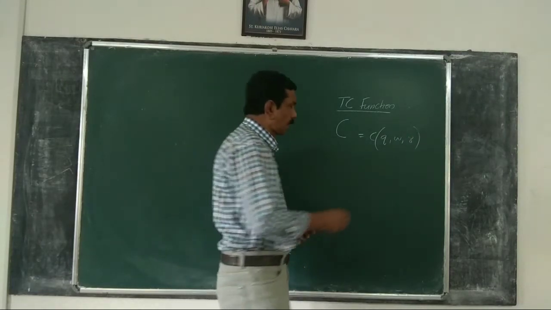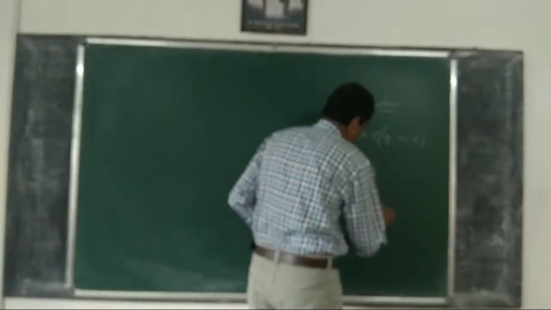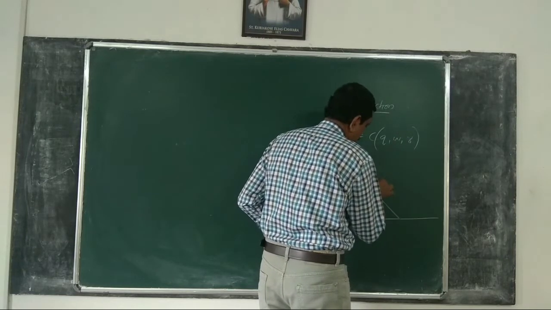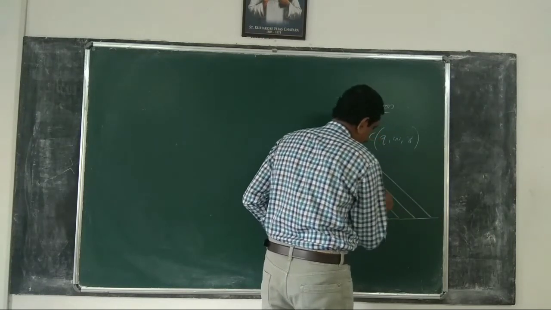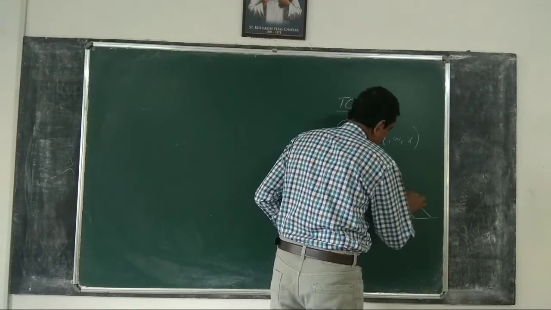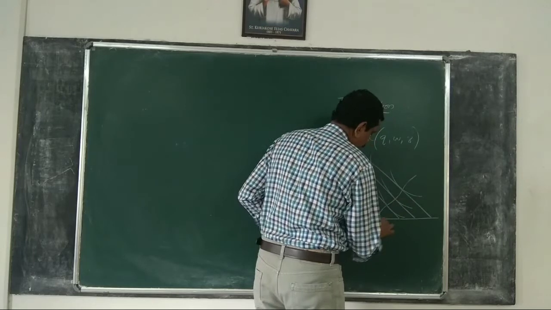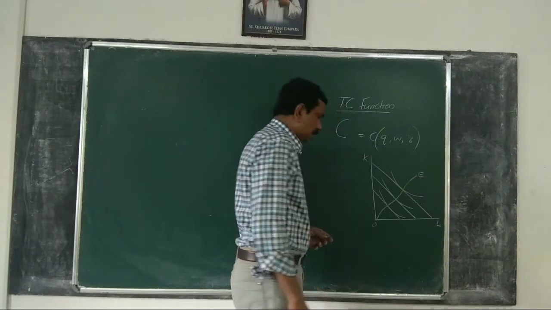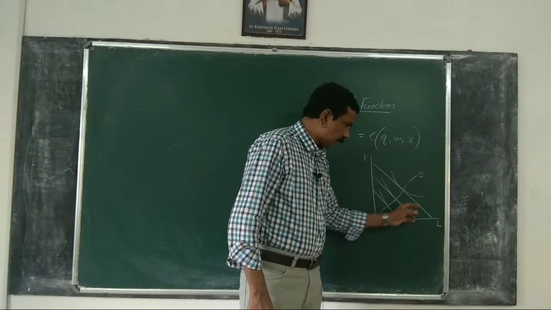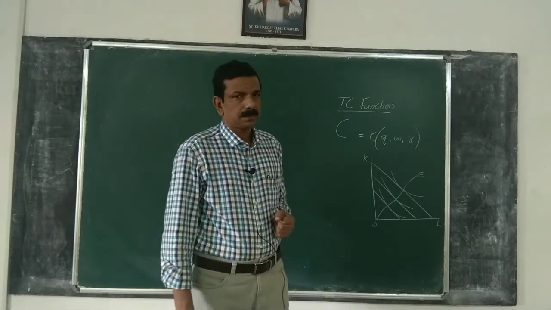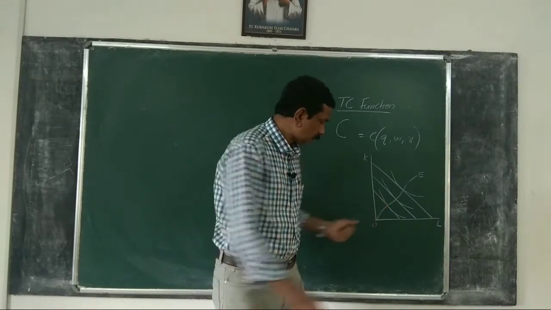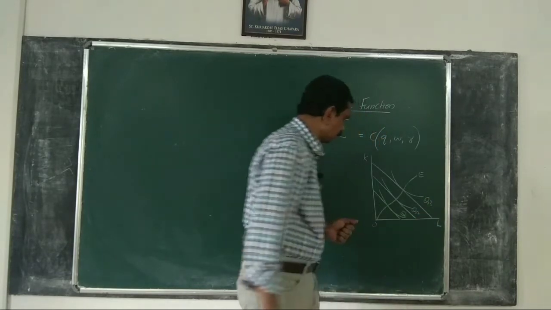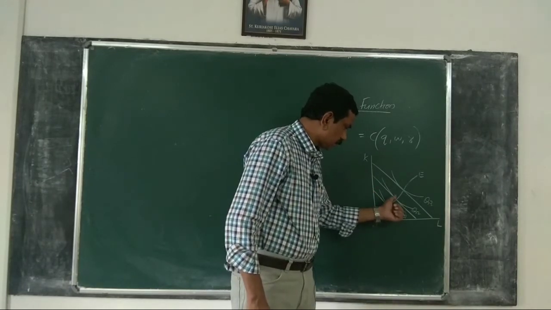And as it is known to you, suppose that this is the expansion path. The expansion path is OE, with capital and labor. Each isoquant represents a particular level of output. Naturally, as output increases from Q1 to Q2 to Q3, the successive cost also increases.